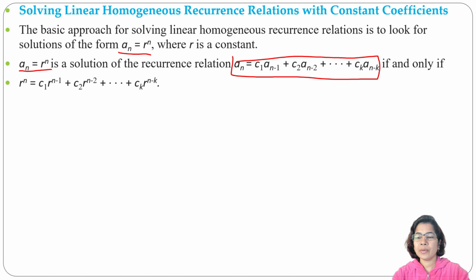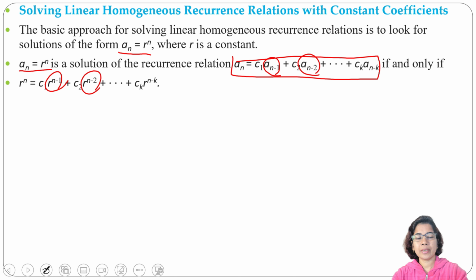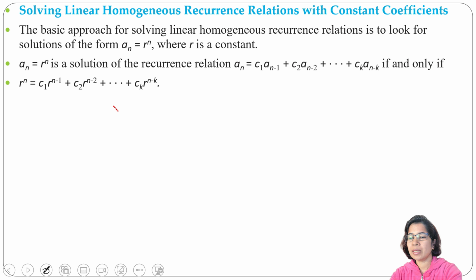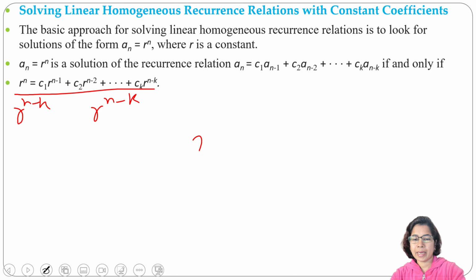So a_n will be equal to r^n if in place of a_(n-1) we write r^(n-1), in place of a_(n-2) we write r^(n-2), and in place of a_(n-k) we write r^(n-k). Then a_n will be equal to r^n. Now divide both sides by r^(n-k), so n minus n will be cancelled.